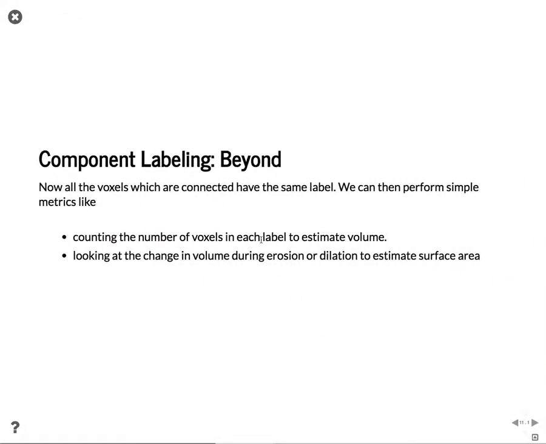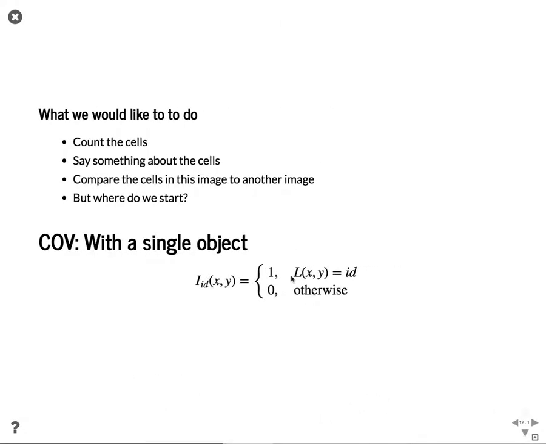So beyond it, we can start to perform simple metrics because, with the histogram, we could count the number of voxels or pixels to label the estimated volume. We can then start to look at other things once we have all the individual components, and that's what we'll get into a little bit now. So the first thing we'll cover is the simplest analysis we can do, which is the center of volume or the center of area, or centroid as it's often called.